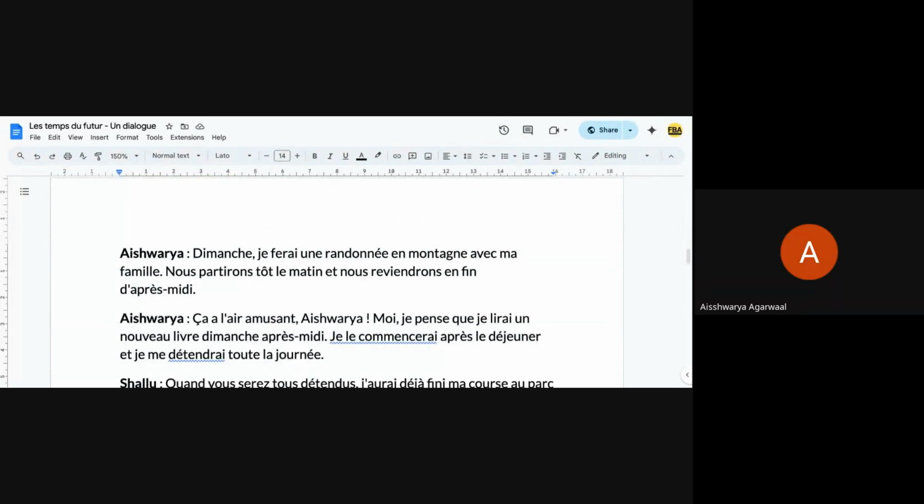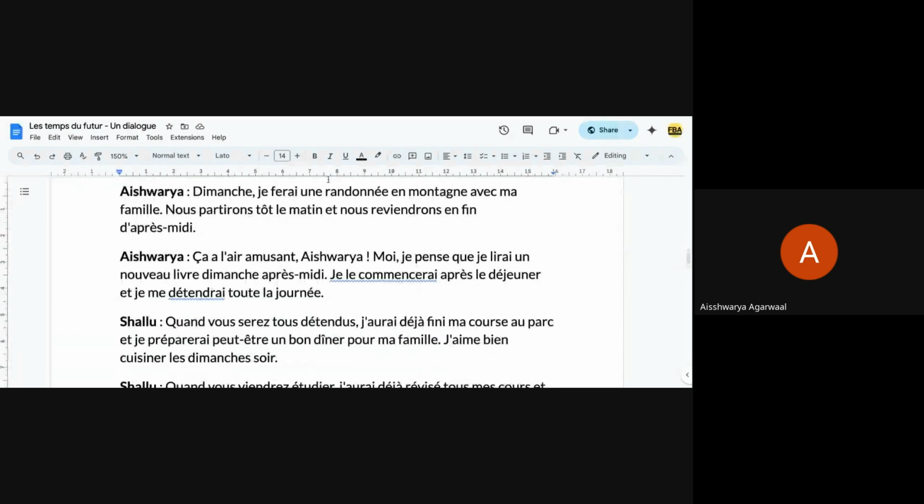Dimanche, je ferai, sorry. Je ferai une randonnée en montagne avec ma famille. Nous partirons tout le matin et nous reviendrons en fin d'après-midi.